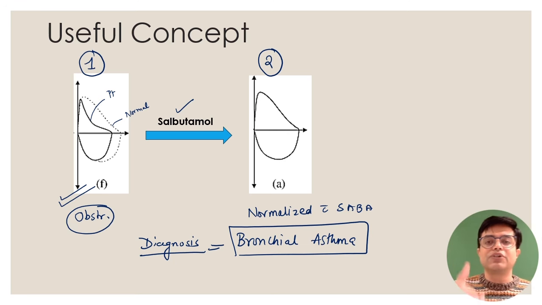What is the likely diagnosis? Bronchial asthma. If that graph does not change, it will be some other obstructive lung disease. Most commonly, COPD will be the likely diagnosis. Right? Now let us solve some MCQs.